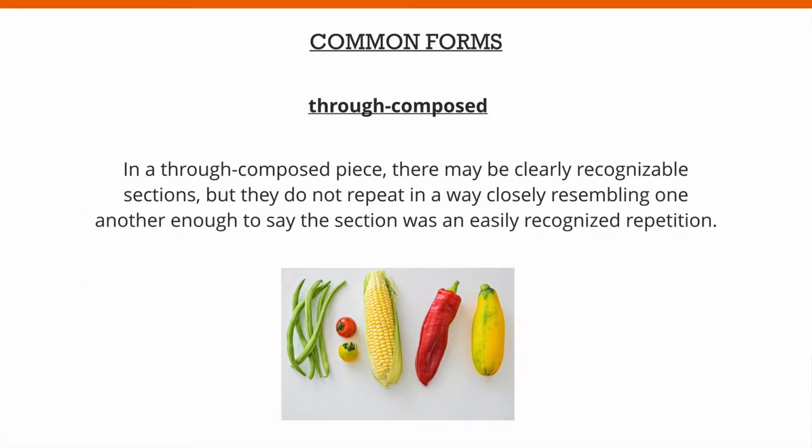Another common form, believe it or not, is called through composed. You see that right here. Through composed simply means there aren't any sections that are enough alike to call them a repetition of the same section. There may be clearly recognizable sections, but they don't repeat in a way closely resembling one another to say the section was an easily recognized repetition.